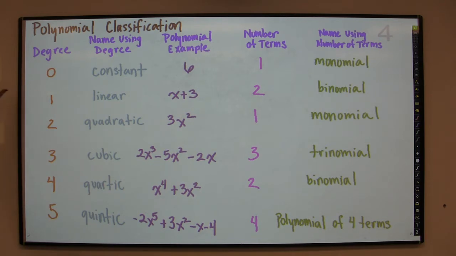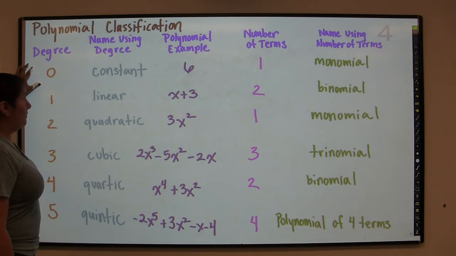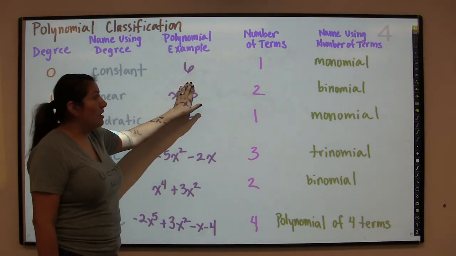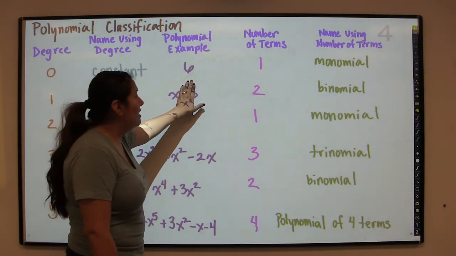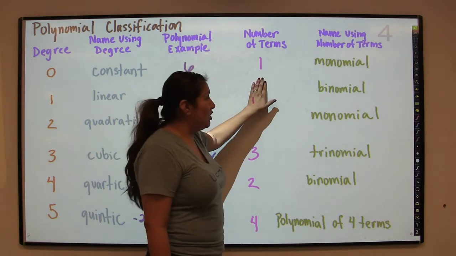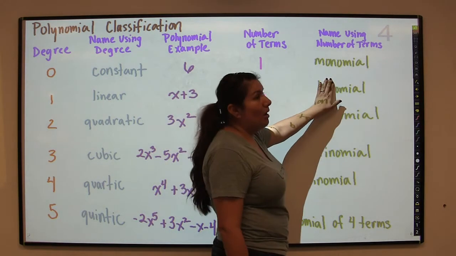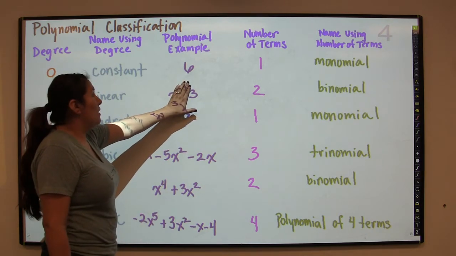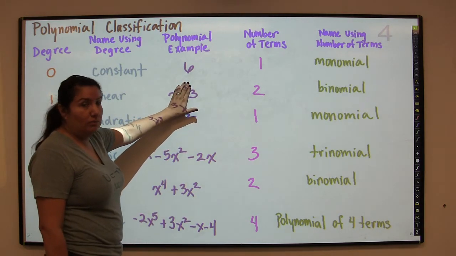But here we go. Degree of 0. We would call a polynomial with a degree of 0 a constant. And here's an example, like we saw before, a number by itself with no variable. How many terms? That's only one term. And because of that, its name is a monomial. So the answer for this example would be a constant monomial.